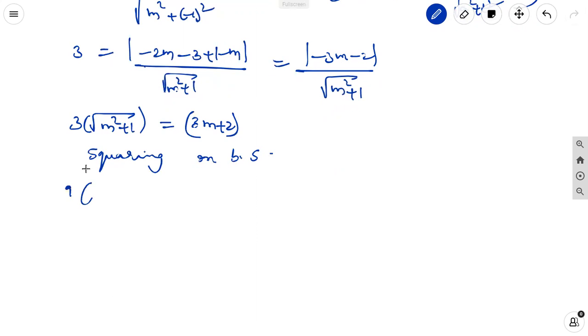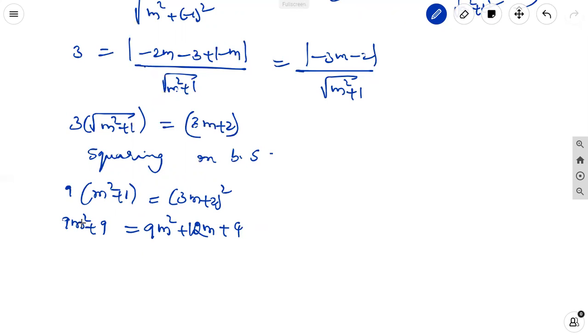3 3s are 9. The square root gets cancelled. 9 into (m square plus 1) is equal to (3m plus 2) whole square. 9m square plus 9 equal to 3 3s are 9m square plus 3 2s are 6, 6 2s are 12m, plus 2 2s are 4. 9m square gets cancelled. 12m plus 4 minus 9 equal to 0. Here 12m minus 5 equal to 0, m equal to 5 by 12.